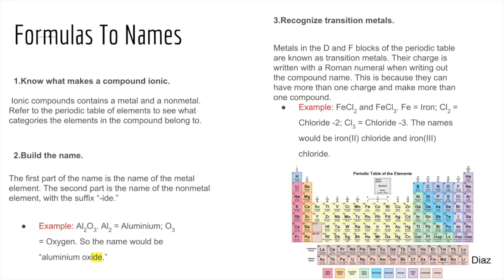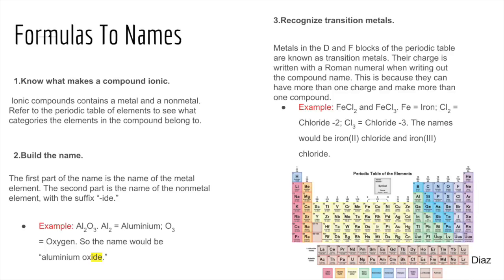Formulas to names. There are 3 main steps to do this. First step, you have to know what makes a compound ionic. An ionic compound contains a metal and a non-metal. For this, you could refer to your periodic table, one online, or the ones in the back of your school agendas. Step 2, build the name. The first part of the name is the name of the metal element. The second part is the name of the non-metal element with the suffix "ide".